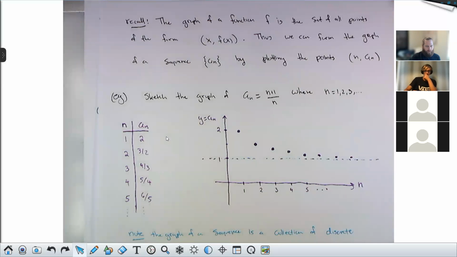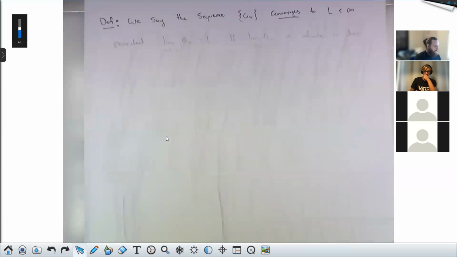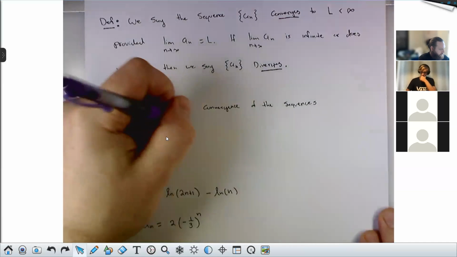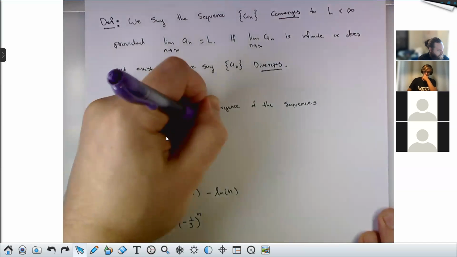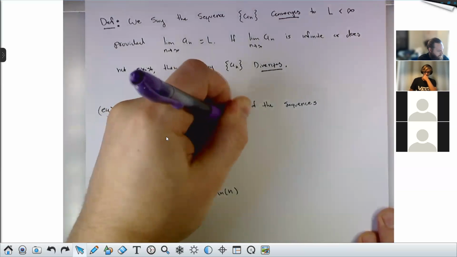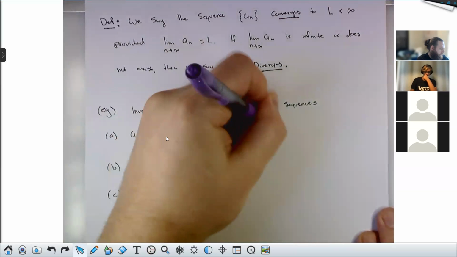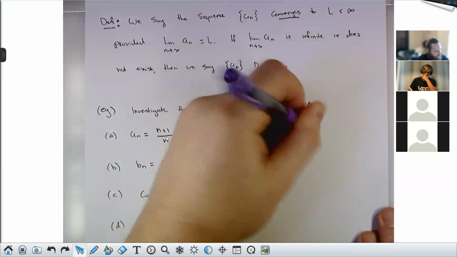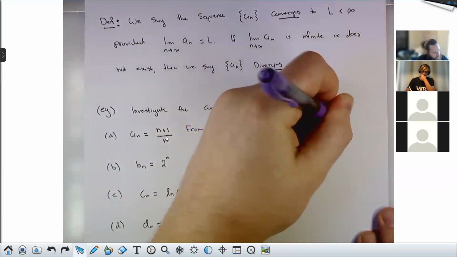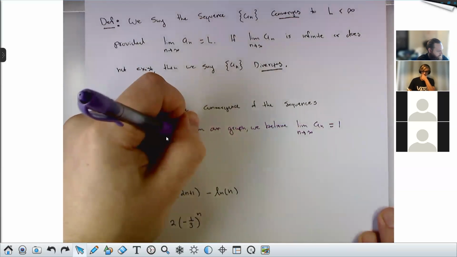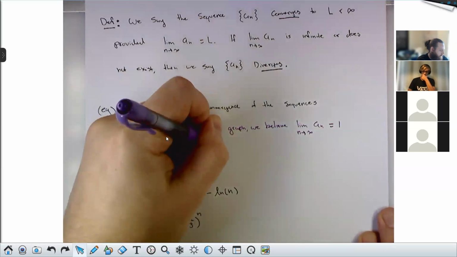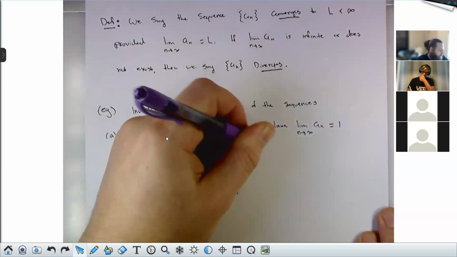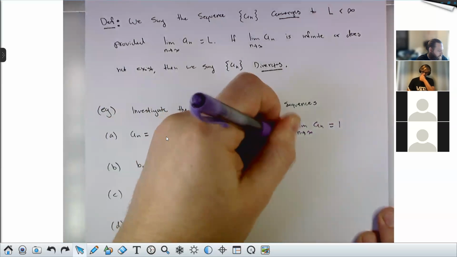L equals 1. Yeah, the limit as n goes to infinity of a_n here, let's say from our graph, we believe that the limit as n goes to infinity of a_n is equal to 1. So we'd say the sequence a_n here converges to 1.